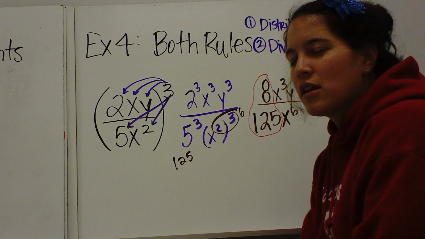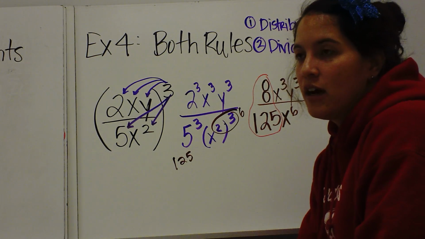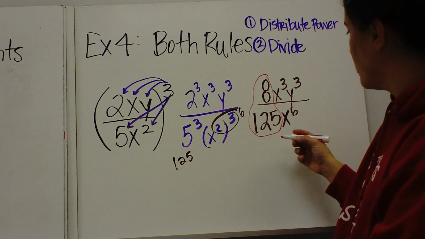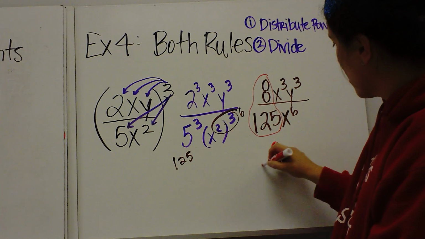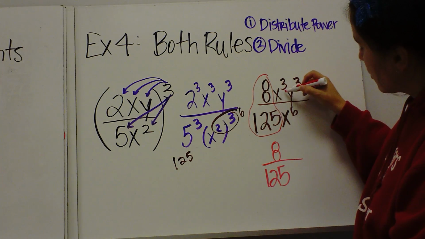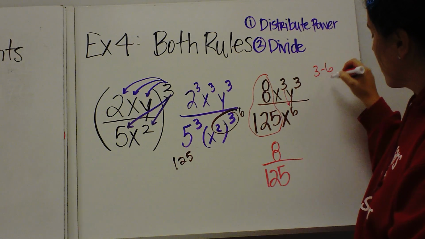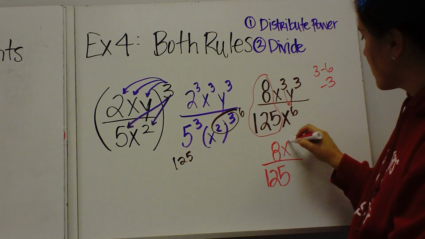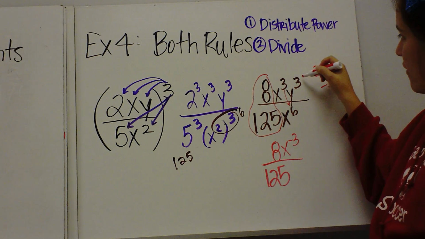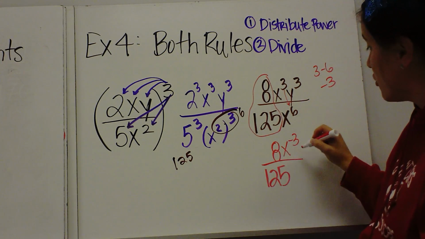And I don't think anything can go into 8 and 125, but we would use our calculator and simplify 8 and 125. So I think it's just going to be 8 over 125. And now let's subtract 3 minus 6. That is -3, so this is x to the -3rd power, because I got that by doing 3 minus 6. And then y. Do you have any y's down there? No. So it doesn't just disappear, you just bring it down.